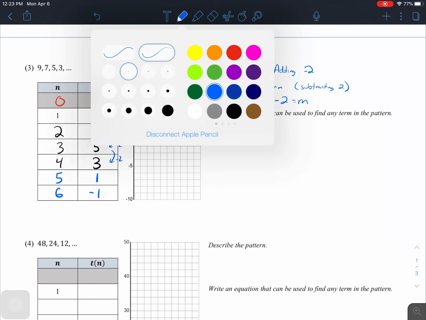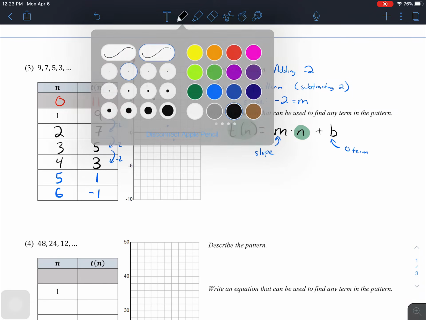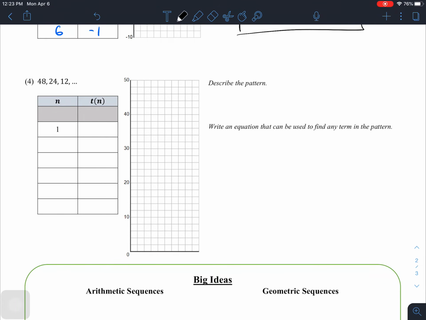That's my m. So if I look at this, my equation, remember the structure is T of n equals m times n plus b, where remember T of n is your output, n is your input, m is your slope, and b, the y-intercept, is your 0 term. So I could write the equation. I could say T of n equals -2n plus 11. Done. There's my equation. It followed a linear pattern, so it's really like slope-intercept form.